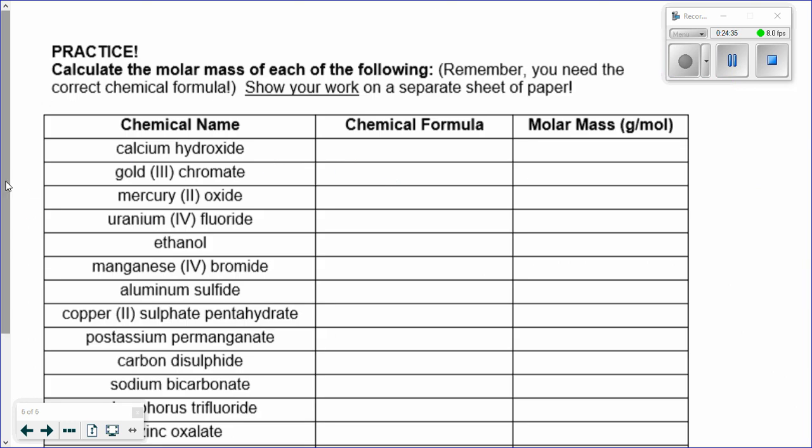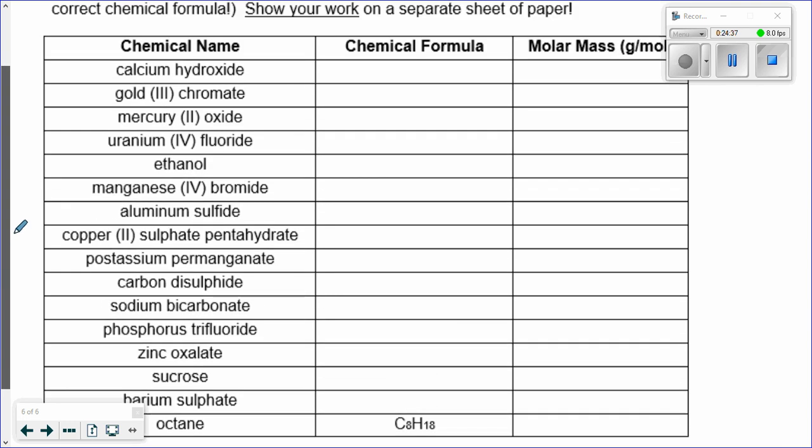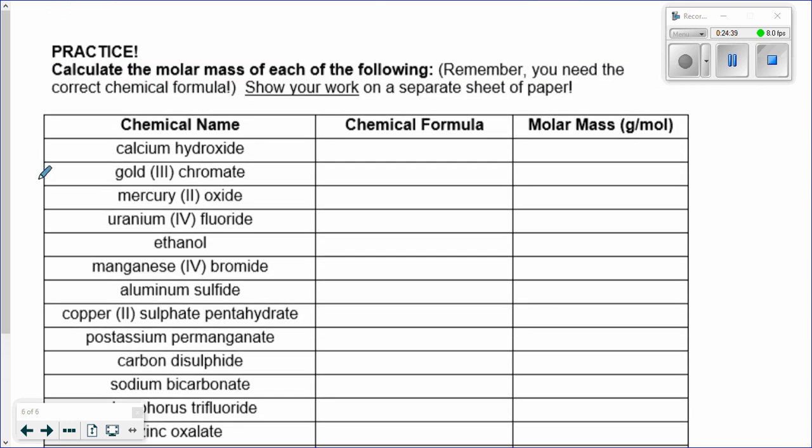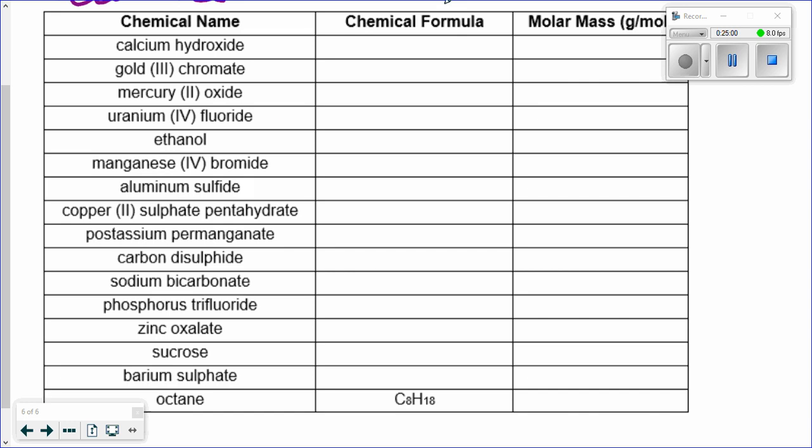Okay, so for this one, we'll do a little bit of practice. It says calculate the molar mass of each of the following. So remember, you need the correct chemical formula. If you get the chemical formula wrong, your molar mass will be wrong. There's no way to get it right if you've got the formula wrong. So show your work on a separate sheet of paper, whatever, I don't care. So what I want you to do, once I'm done talking here, is pause it and do the chemical formula for all of these. This one's a little bit confusing.